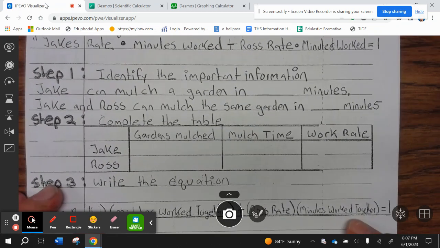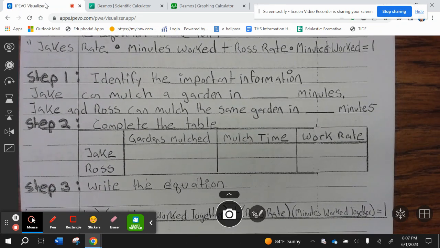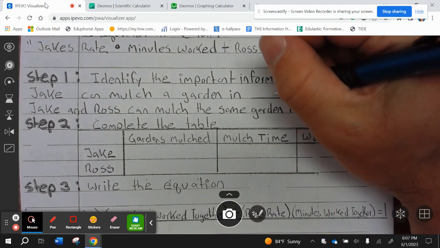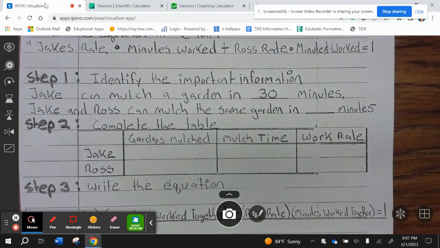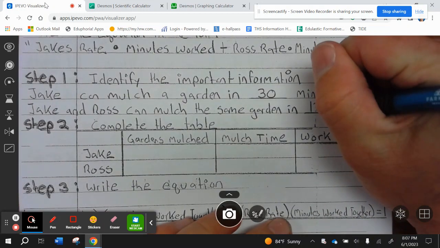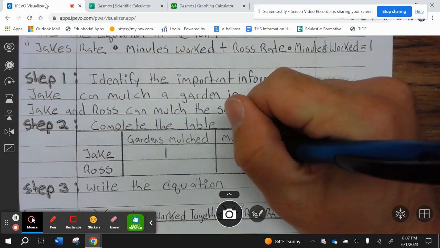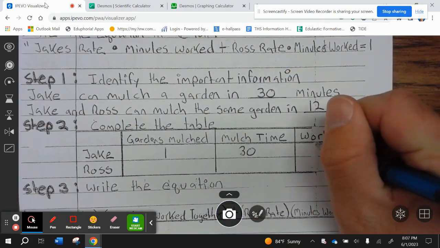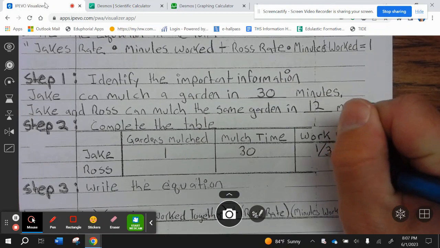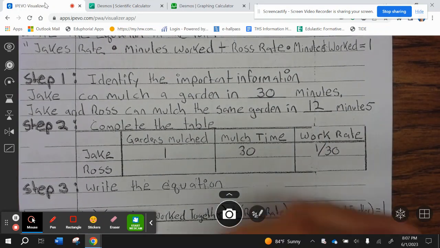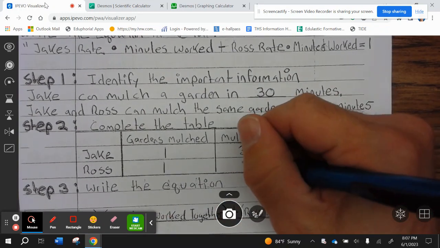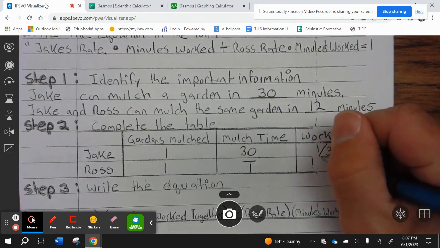Step 1, identify the important information. Jake can mulch a garden in 30 minutes. Jake and Ross can mulch the same garden in 12 minutes. That means Jake can mulch one garden in 30 minutes, so his work rate is 1 divided by 30. Ross can do one garden, his time we don't know. Together their rate is 1 divided by 12.